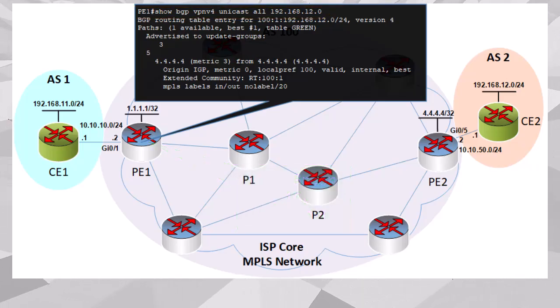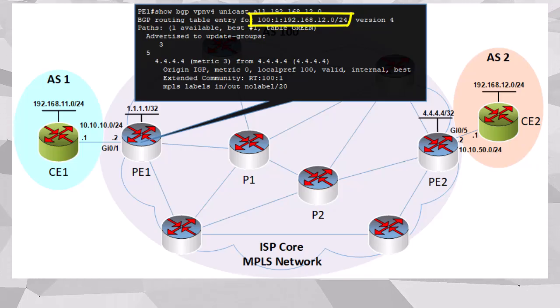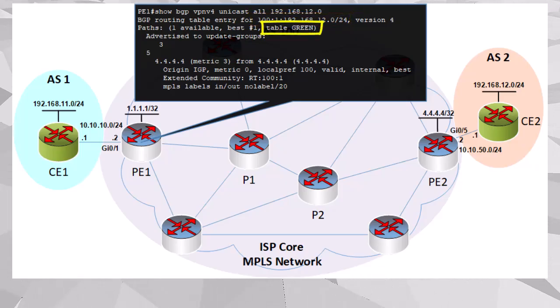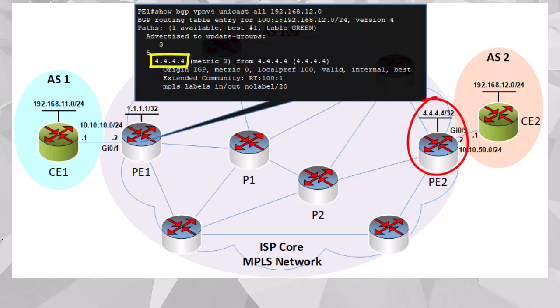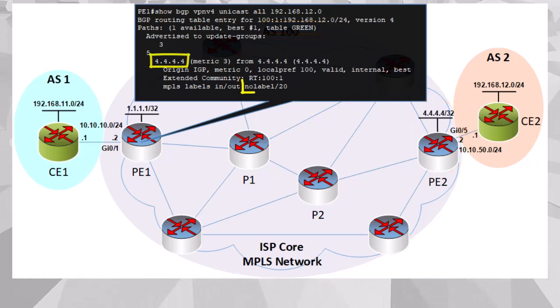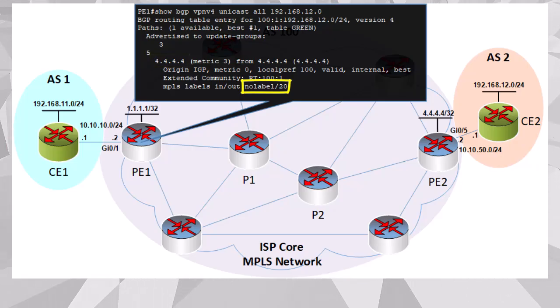So in this output, we can see the VPNv4 route here with an RD of 100:1 prepended to the network. We can also see that this network has been learned in VRF green. The next hop address is 4.4.4.4, and the VPN label used for it is 20. The no label here indicates that there's no transport label associated with this VPNv4 route. This is the case at least within the BGP table.